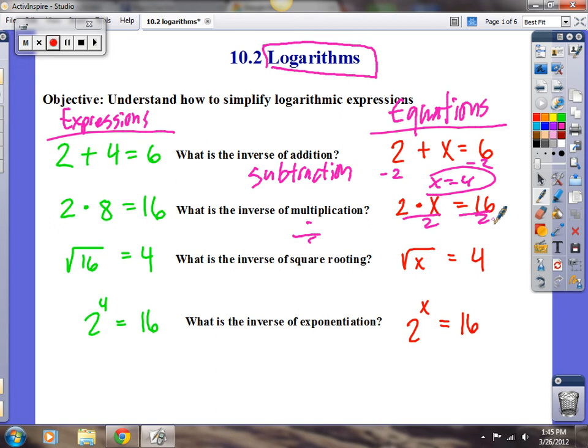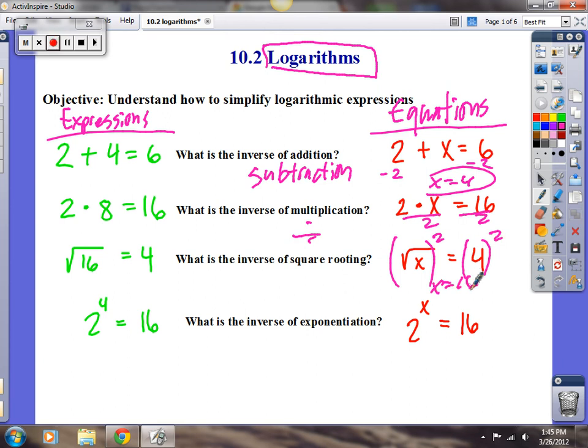What is the inverse of a square root? So how do you tackle this guy? Square root of x equals 4. You square both sides. A square and a square root just cancel each other out. So you just have x equals 16.